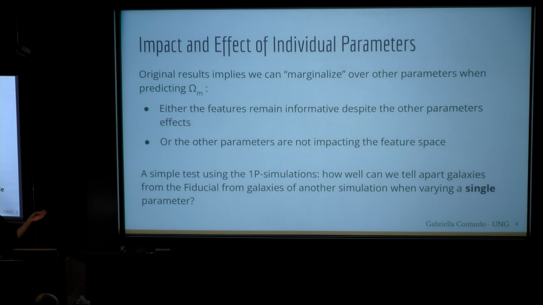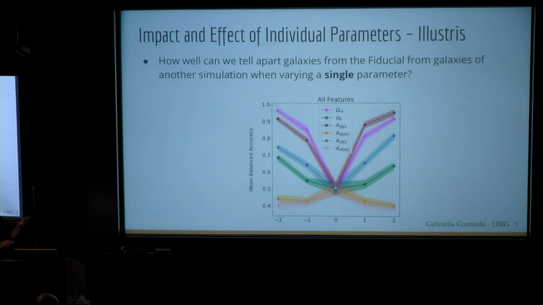A simple test for this is: we use the 1P simulation, and we check how well we can tell apart galaxies that come from the fiducial from galaxies from a different simulation when we vary only a single parameter. So we try to eliminate confounding factors. This plot tells you the accuracy when I try to classify the galaxies from the fiducial versus the galaxies from a different simulation, with the color meaning which parameter I'm varying, and the x-axis telling you where I am in the parameter range. So -2 would be the minimal value, and 2 would be the maximum value in the range.